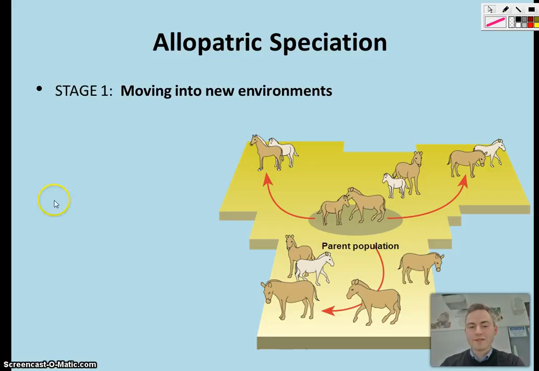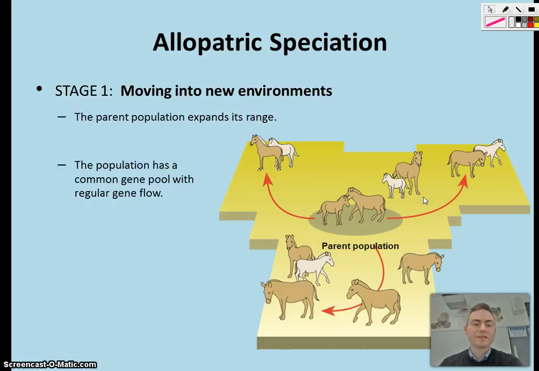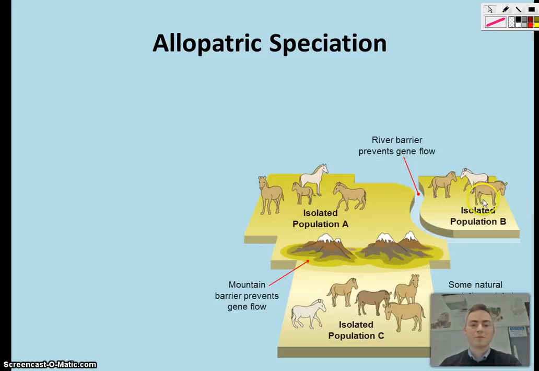So we start out with this original parent population of horse-type things, and the population then spreads out. It moves into different surrounding areas, establishing several other populations. But the populations are still connected in this scenario. So the organisms would certainly still be the same species, the different populations, and they'd still be quite similar to one another because of a large amount of gene flow between the populations.